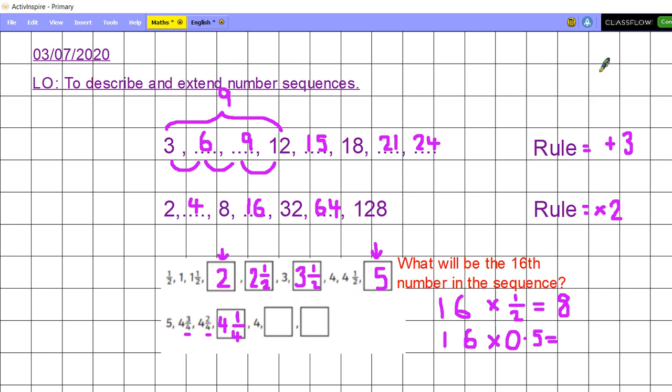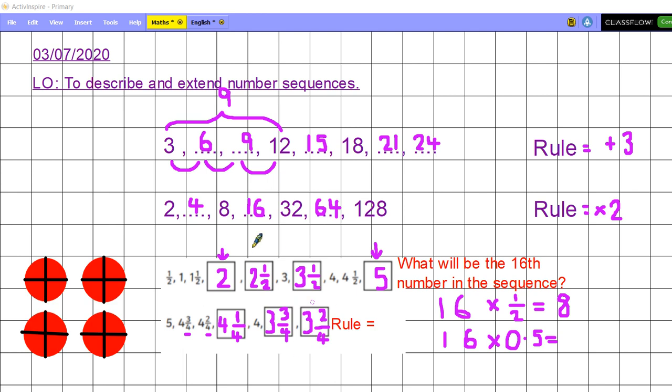Okay, off you go. Okay, so I filled in those answers, 3 3/4 and 3 2/4. Now, I'm just going to do a little visual picture here to show you how I have worked this out. So if I have got 4 wholes, sorry, we're actually working with quarters. So I've split my 4 wholes into quarters, okay? So I've got all of these, 1, 2, 3, 4, 5, 6, 7, 8, 9, 10, 11, 12, 13, 14, 15, 16, which is 4 wholes, 16 quarters, okay?